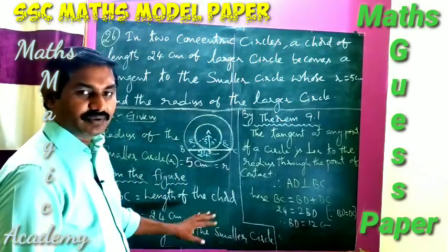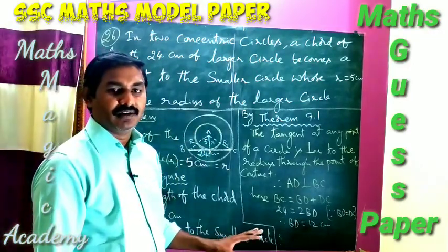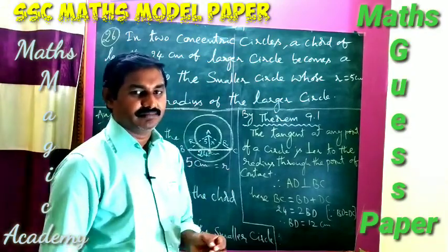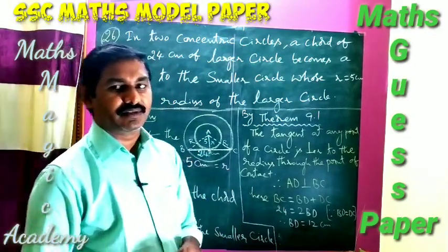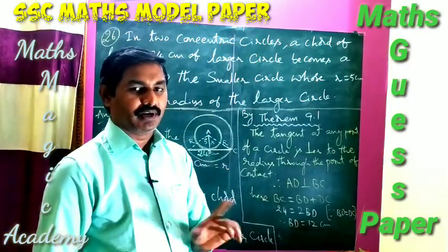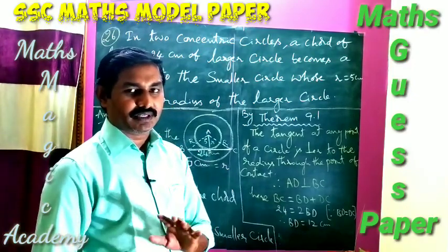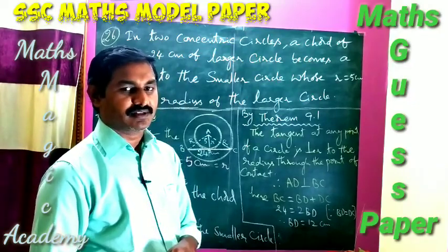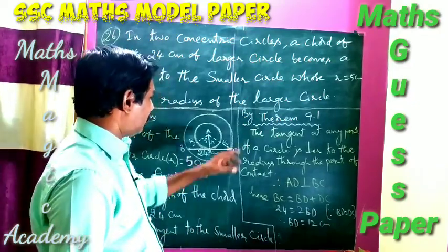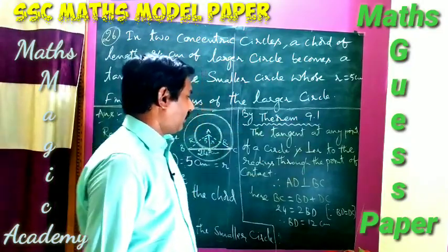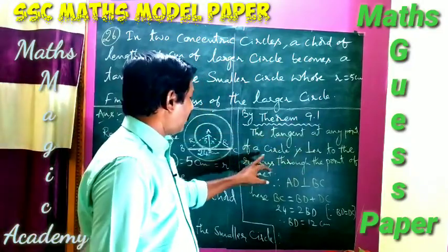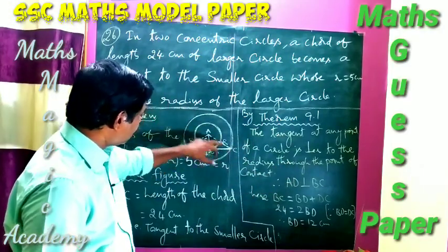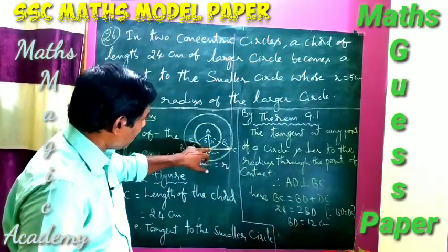If it is a tangent to the smaller circle, we have a theorem. Can you remember the theorem? There is a theorem in the 9th chapter, the most important theorems. We have two theorems, 9.1 and 9.2. Both are important, and you have to learn them, as there is a chance they ask the definition also. Here we use theorem 9.1: the tangent at any point of a circle.